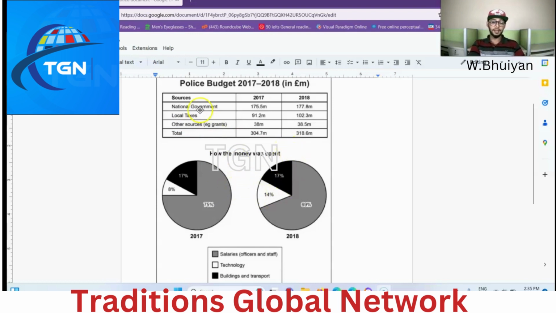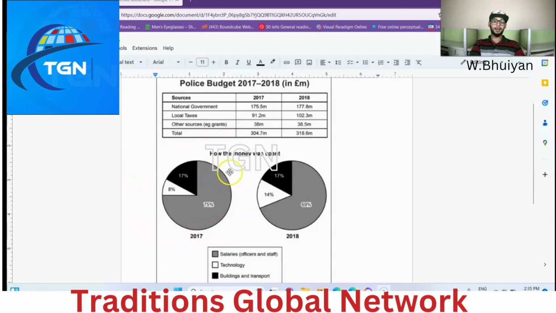Okay, here we have national government. There was an increase, right? 175 to 177. From local tax, there was an increase of about 10, right? Other sources stayed about the same, 500,000 increase. And the total increased, correct? So I'm immediately দেখতে পাচ্ছি যে কিছু slight differences আছে, কিছু বাড়ছে, কিছু কমছে, but the মূল কথা এখানে is that we want to know these points of information because each of these little changes or similarities এই সবগুলা কি আমরা মেনশন করব রাইটিং এর মধ্যে, okay?